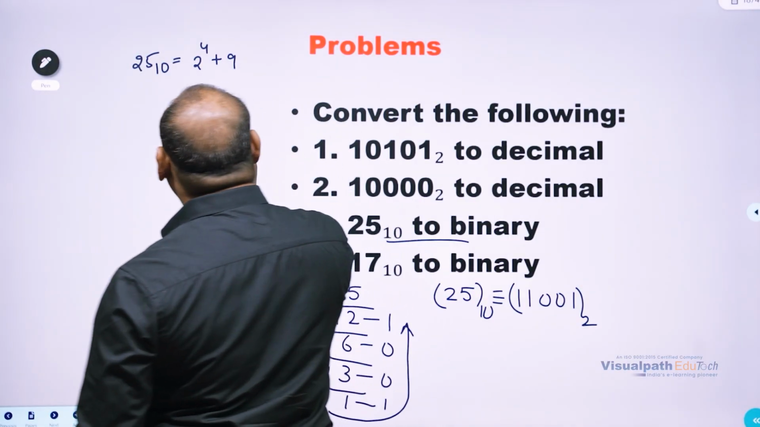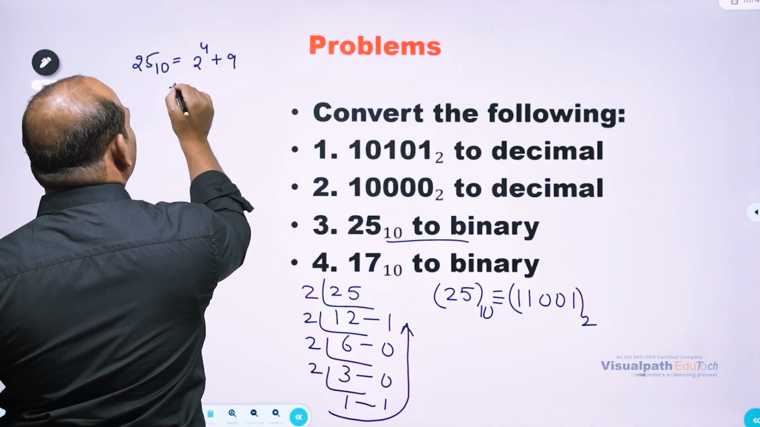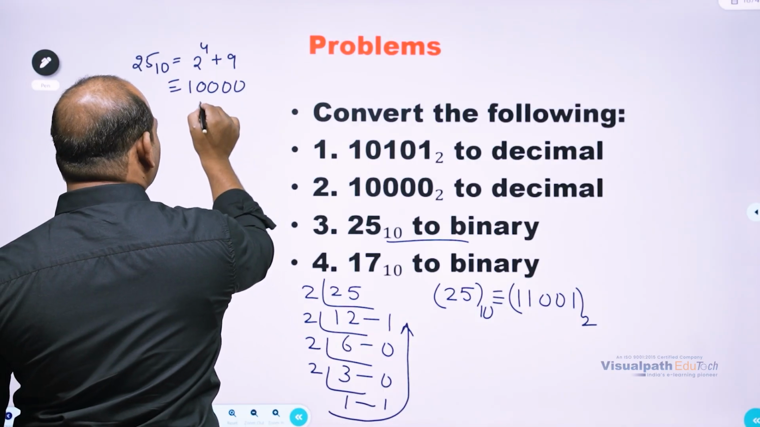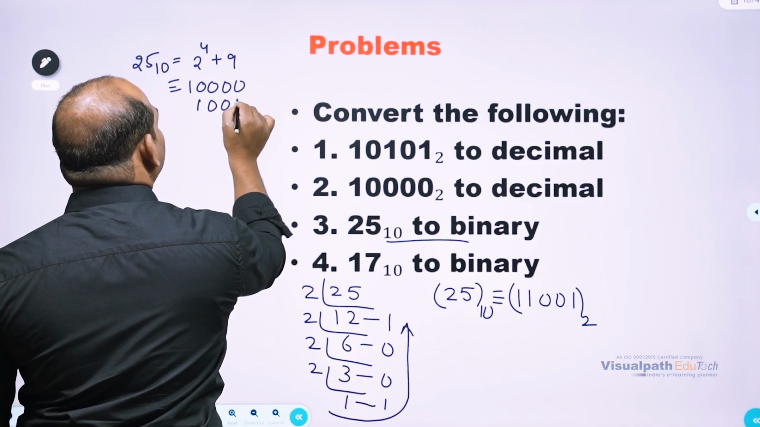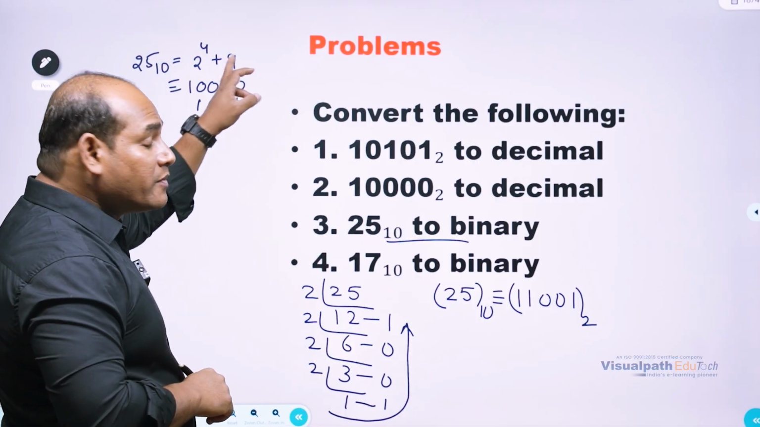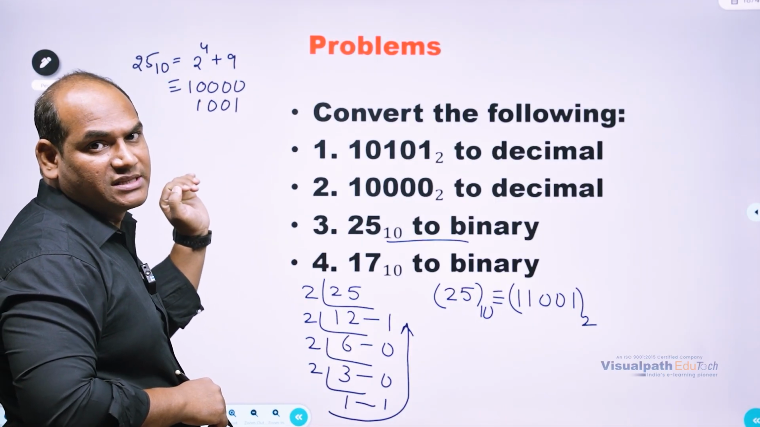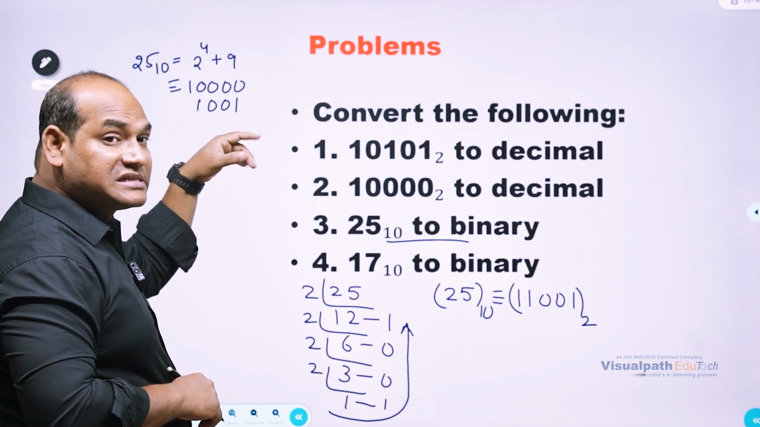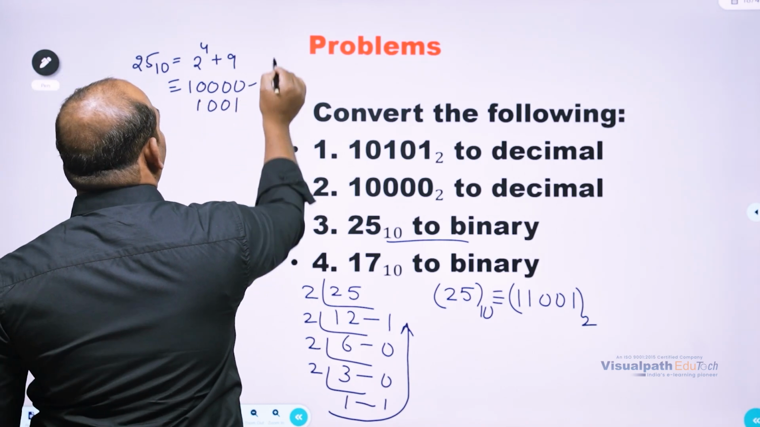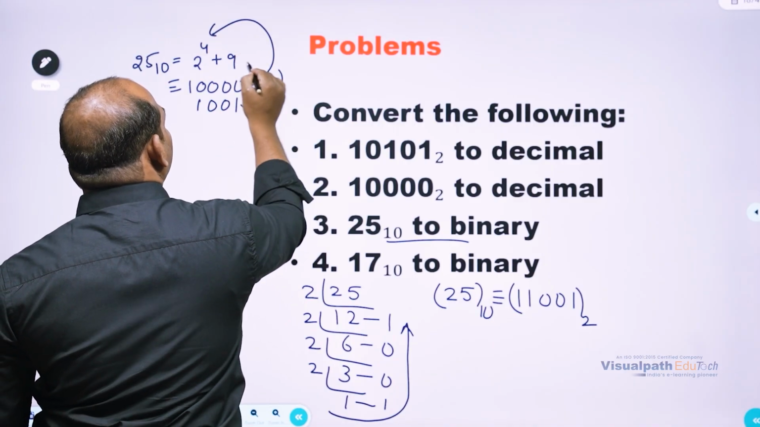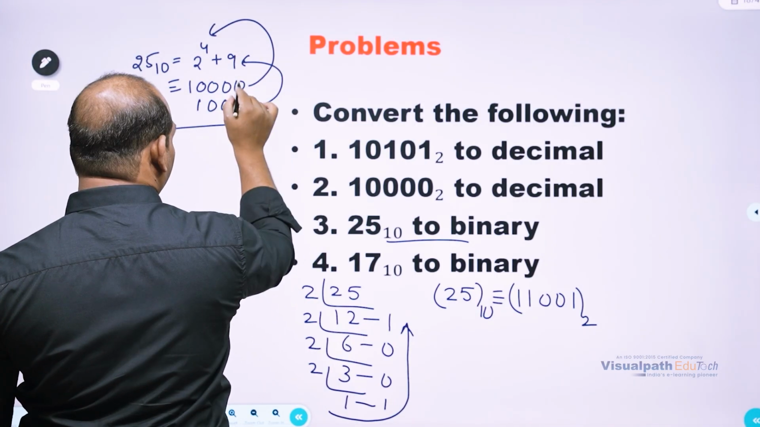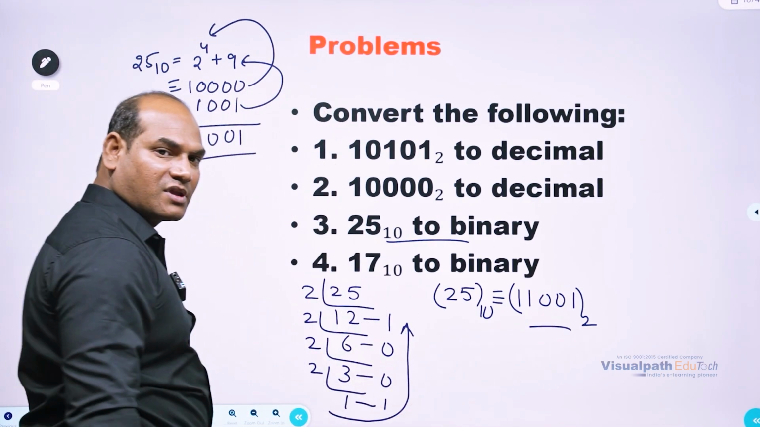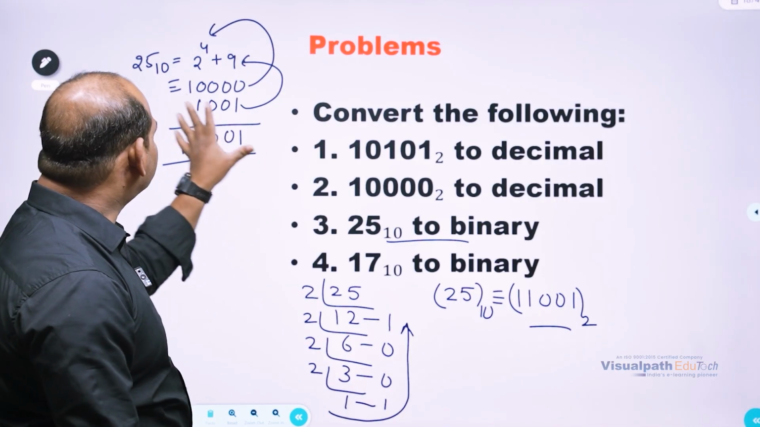Now this 2 power 4 I can write in binary as 1 followed by 4 zeros. Then this 9 can be written in binary as 1001. I need to remember that. That's why I gave all the numbers in the beginning. So 9 is nothing but 1001, since 1000 means 8. This 10000 is representing 2 power 4, and this 1001 is representing 9. Just add these: 11001. You see, the same result we got. It is the shortcut method.